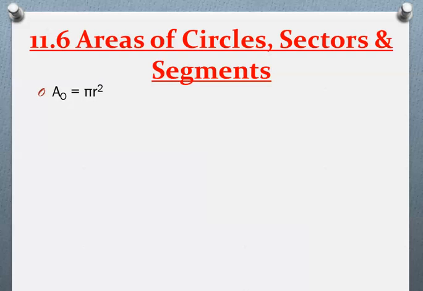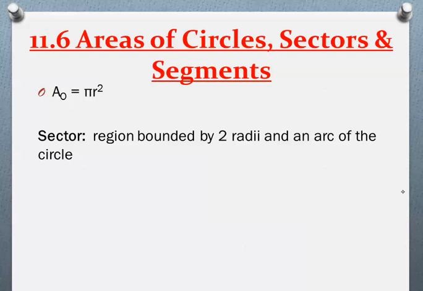Going back to some things that hopefully you learned in previous years, the area of a circle is equal to pi r squared. A quick definition that we've seen in previous sections is a sector. A sector is a region bounded by two radii and an arc of the circle. So if we have a circle with two radii, as you hopefully remember, the sector would be the area in between the two.